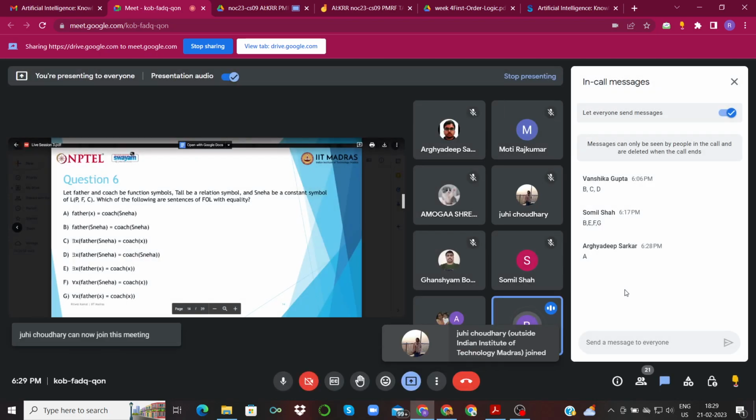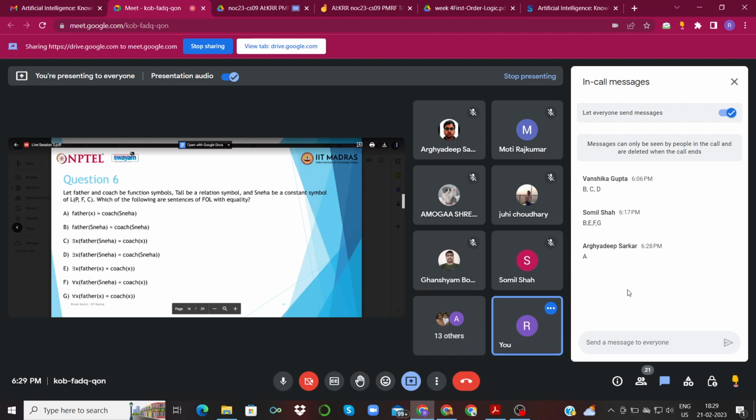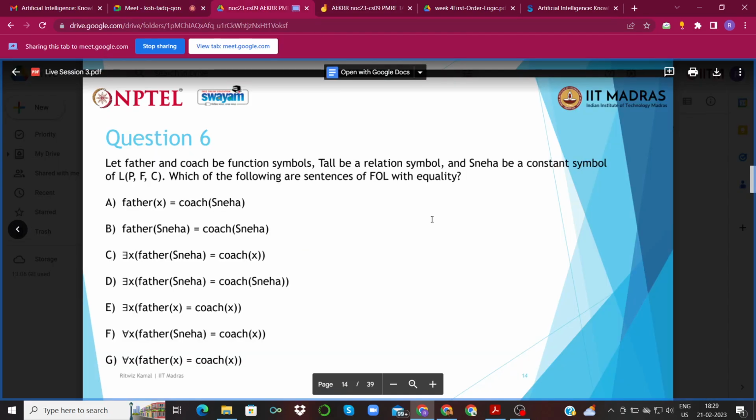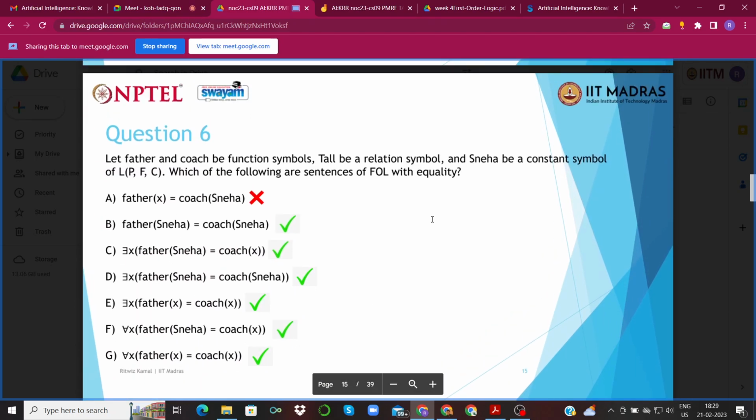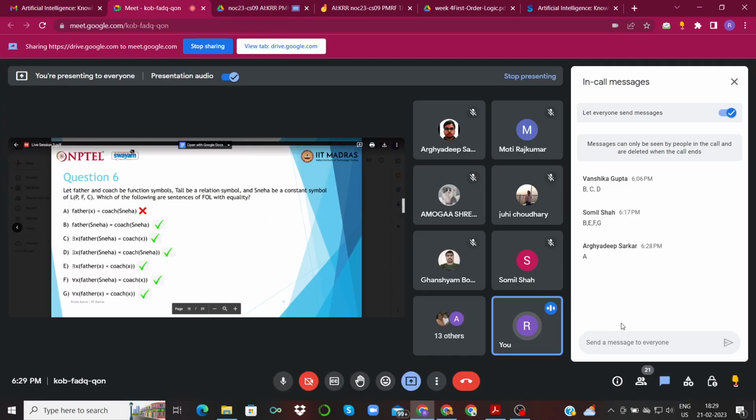Whereas all the other options are actually satisfying the conditions of being a sentence and a sentence with equality as well, right? So the correct options would be B, C, D, E, F, and G. I'll just let you go through the options and convince yourselves that all of these are in fact correct. If there's any issue, any doubt, please let me know. Okay, I'll give you a few minutes.